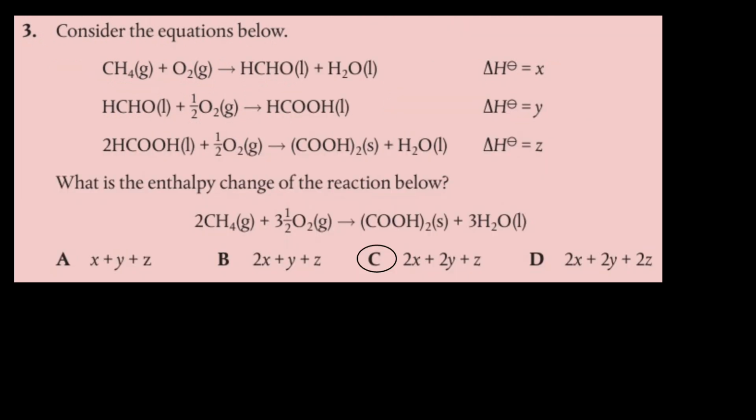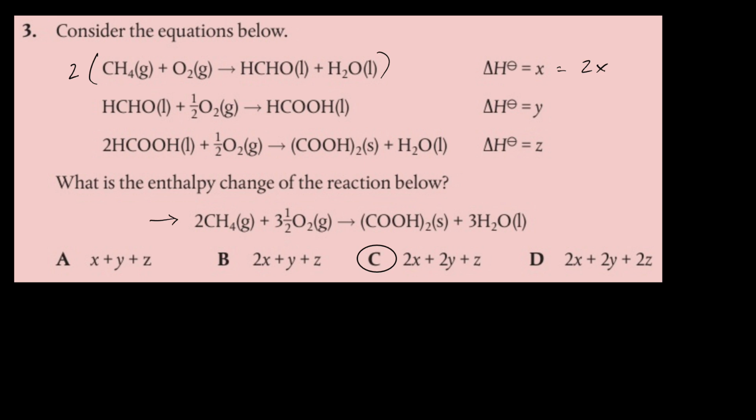Three says consider the equations below. What is the enthalpy change for the reaction? So this is another Hess's law equation. Now in order to get my final reaction, first I need to look at what I'm given. So I need to get 2 moles of CH4. Right now I only have 1, so I'm going to multiply this by 2. So this is now 2x. Then I need oxygen gas, which I have a lot of that, so I'm actually going to move on and save that for the end.